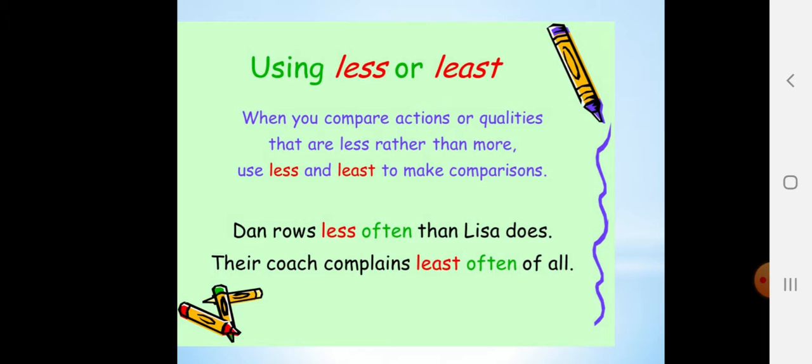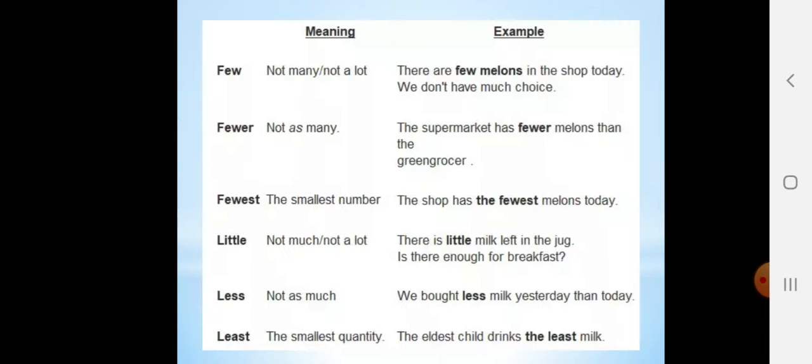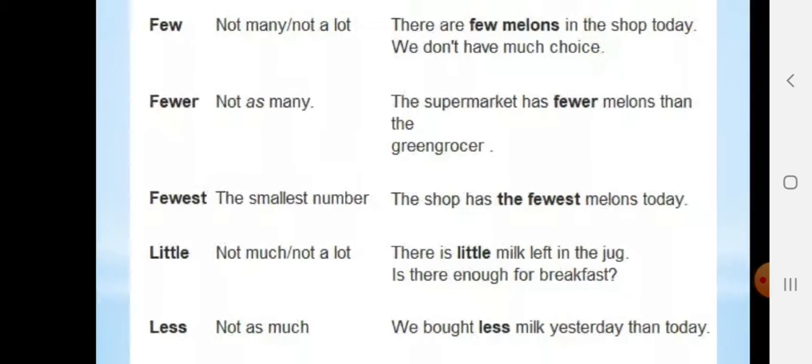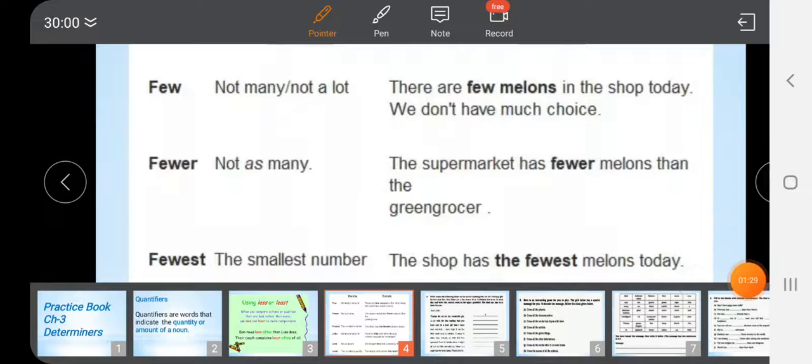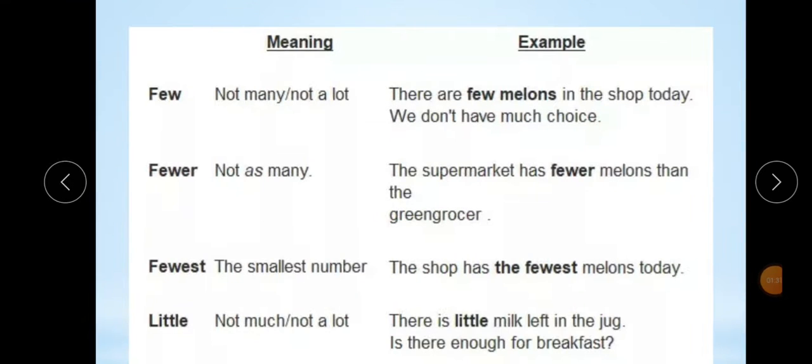Now, let's understand more clearly with the meaning. Students, first one is few. What does it mean? Few means not many or not a lot. An example: there are few melons in the shop today. Means not a lot, very little. There are few melons in the shop today. We don't have much choice.